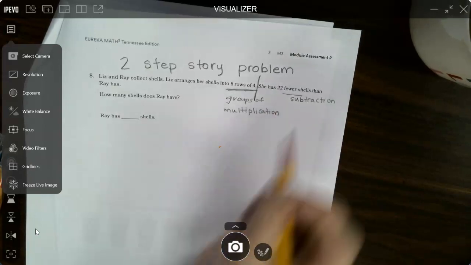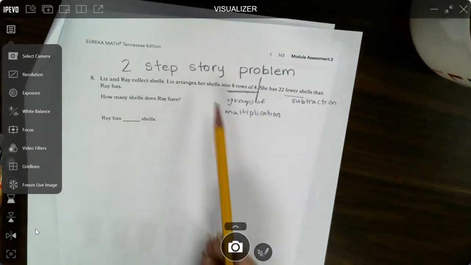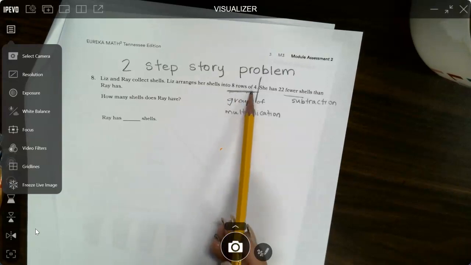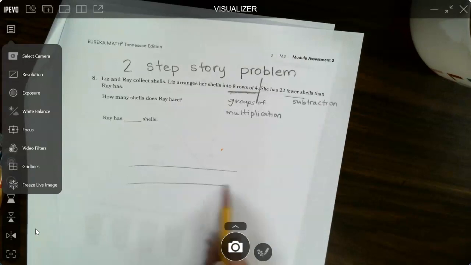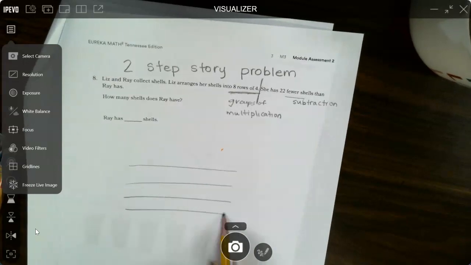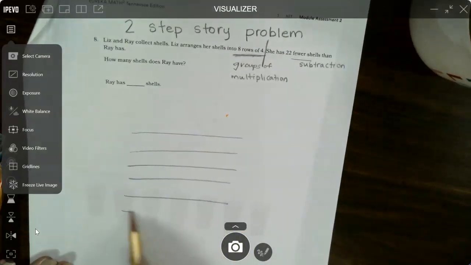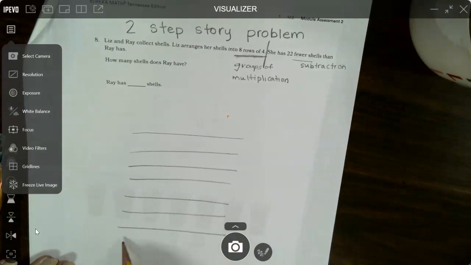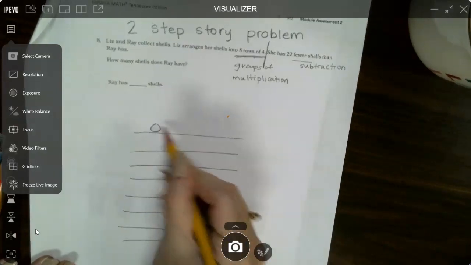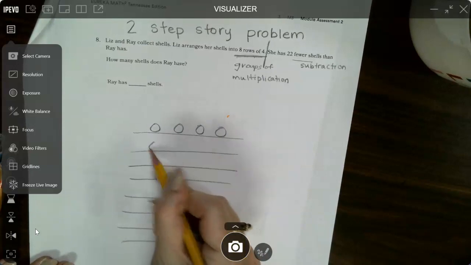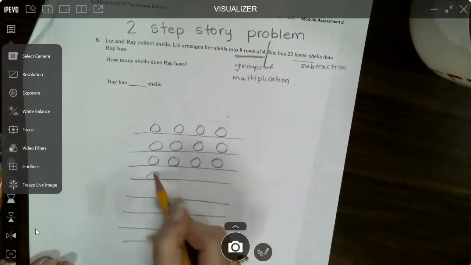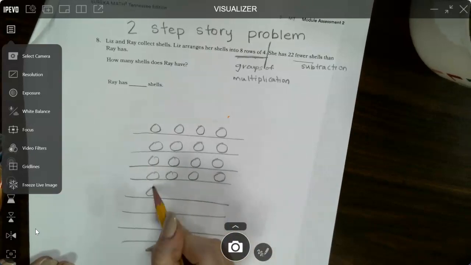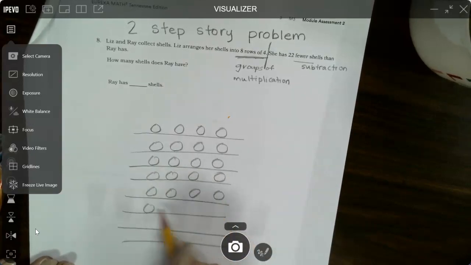So the first thing I have to do is figure out what 8 rows of 4 would be. I can literally draw 8 rows. 1, 2, 3, 4, 5, 6, 7, 8, and then put my 4 things. Each row gets an equal amount. The equal amount is 4 in this story problem, or in this multiplication equation.